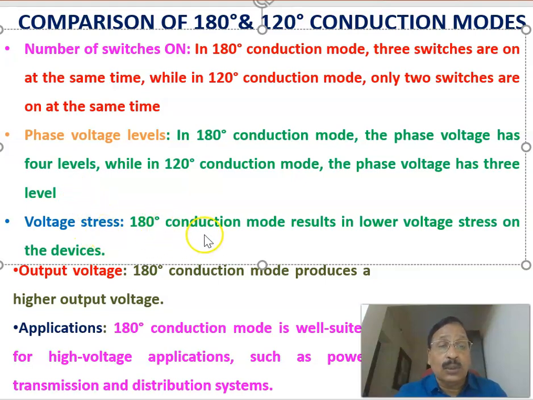Then voltage stress. 180 degree conduction mode results in lower voltage stress on the devices. That is, when the switch is off, the reverse voltage coming across it is less in the case of 180 degree conduction. Then output voltage. 180 degree conduction mode might produce a higher output for a given DC voltage. Then application. 180 degree conduction mode is well suited for high voltage applications such as power transmission and distribution systems.